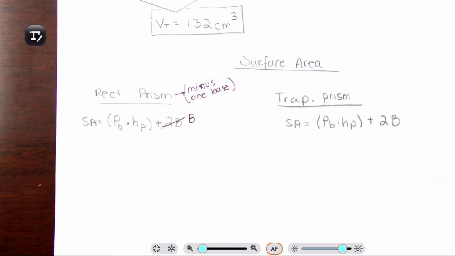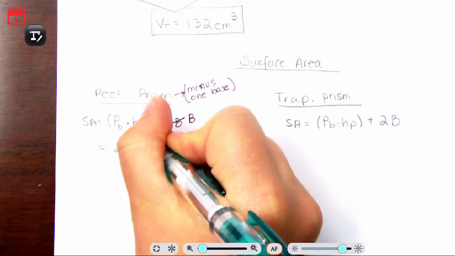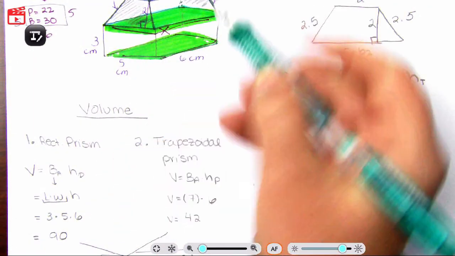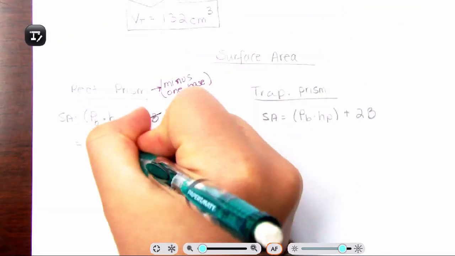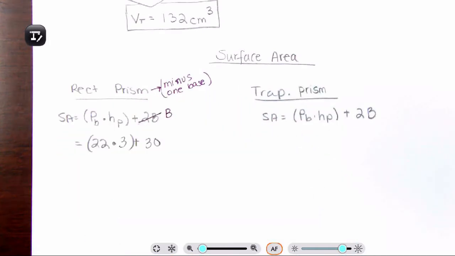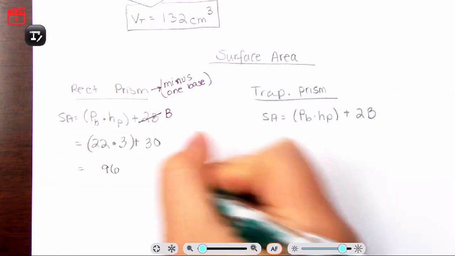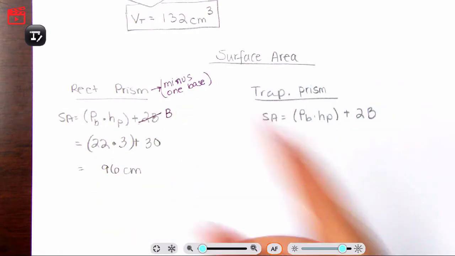So I'm going to put that information here. Surface area is equal to the perimeter, which is 22, times the height. If I made this my base, that means my height is now 3. Plus 1 area of the base, which we said is 30. So 22 times 3 plus 30 ends up being 96. Again, what are we working with? We're working with centimeters. And again, we minus that one base, so that's fine.